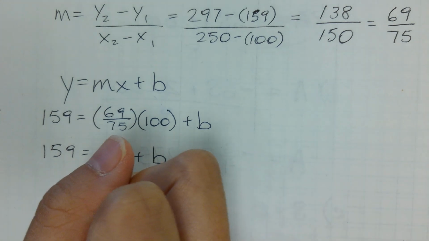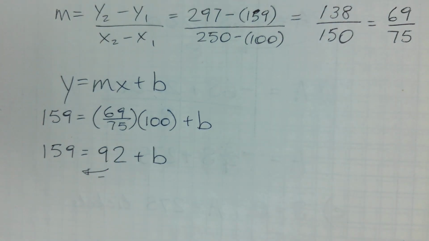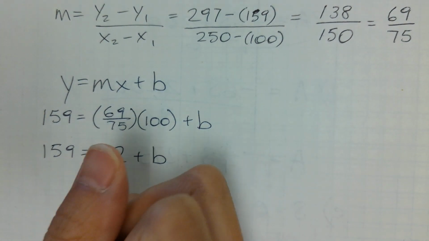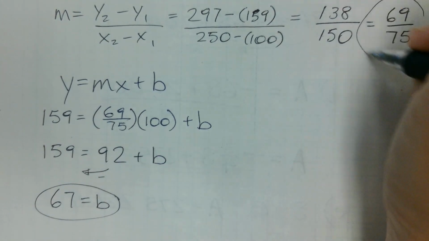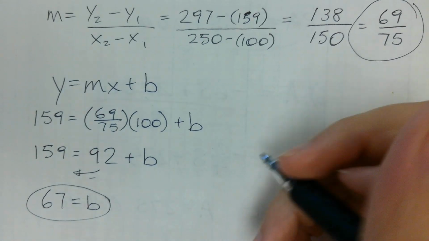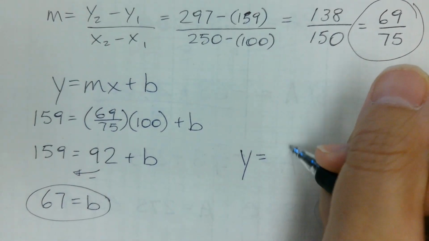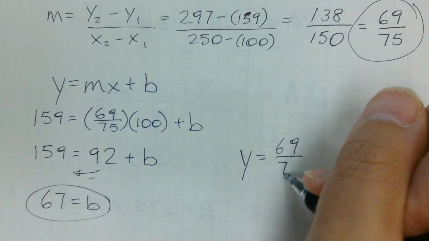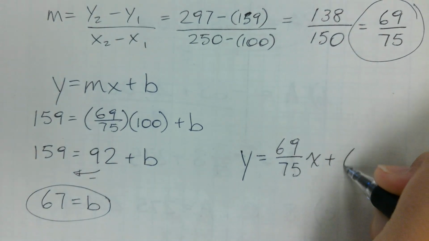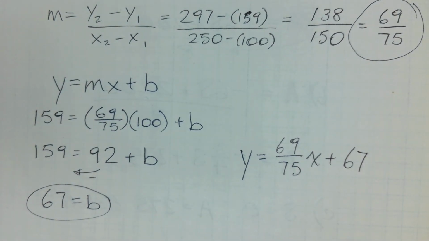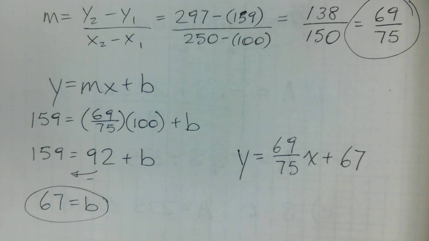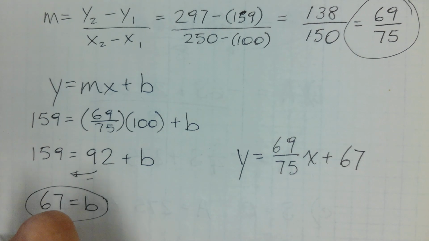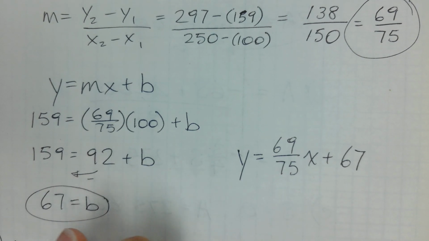So move this over to the other side by subtracting. 159 minus 92, I get 67 for b. So I have b, I have m. Therefore, my equation is y equals 69 over 75x plus 67. Now that I have my equation, I can figure out part B, which is when x is 400.